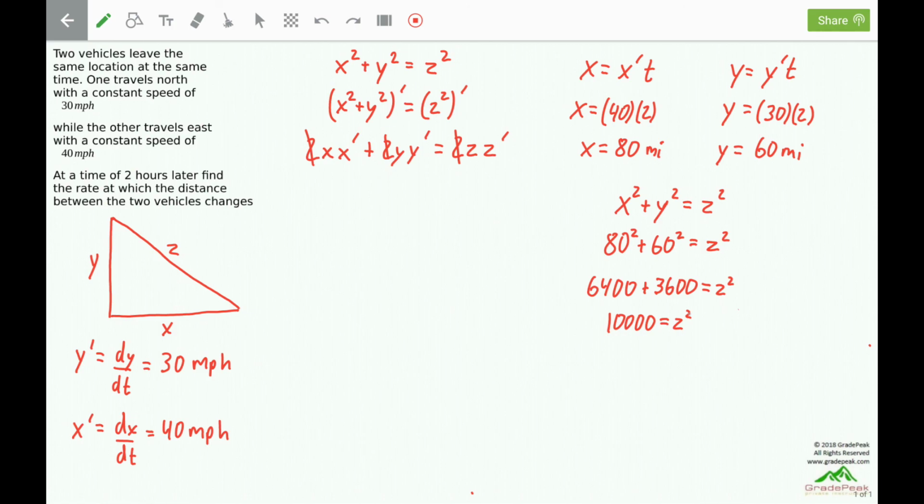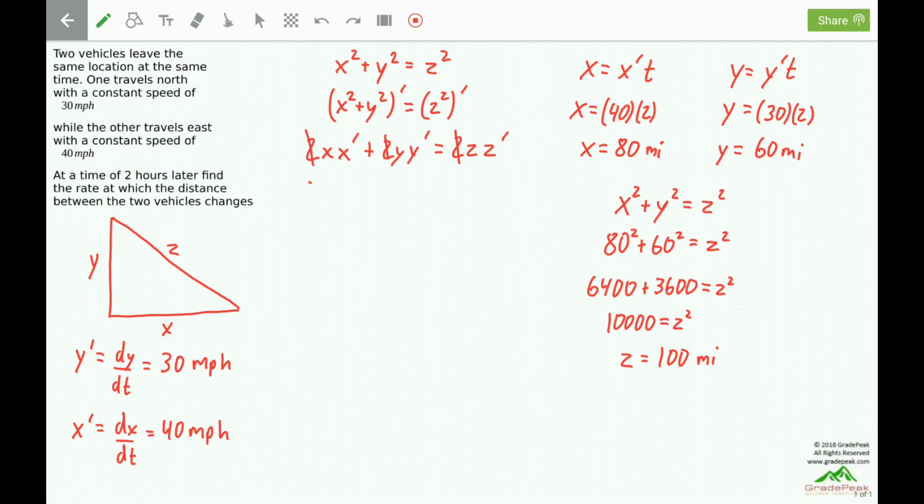So z will be the square root of 10,000. The square root of 1 is 1, and the square root of 4 zeros becomes 2 zeros. Technically, when you take the square root, you have plus and minus, though z is supposed to represent a distance here, so we just want the positive result of it. So z is going to be 100 in units of length, which in this problem is miles. We now have everything we need for the related rates formula. We can start plugging values in.